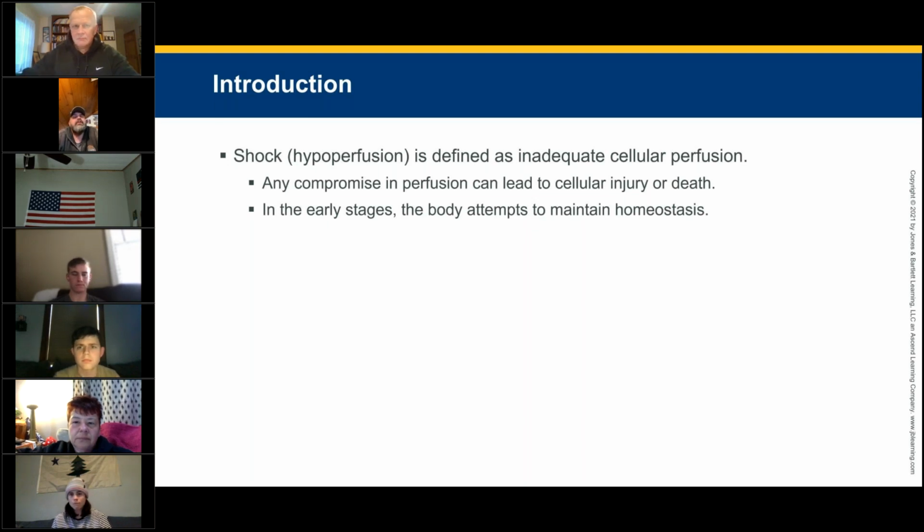All right, so we're going to talk about shock or hypoperfusion. This is defined as inadequate cellular perfusion, and any compromise in perfusion can lead to cellular injury or death.